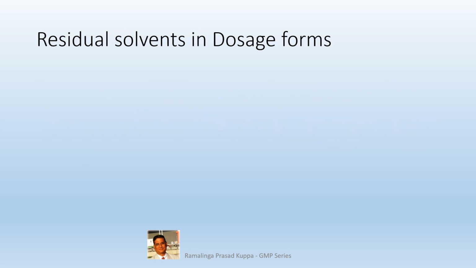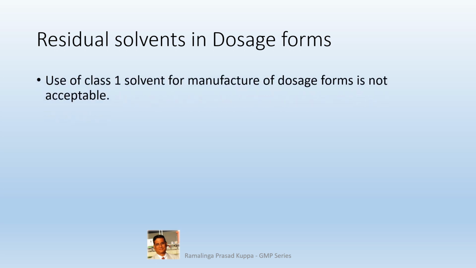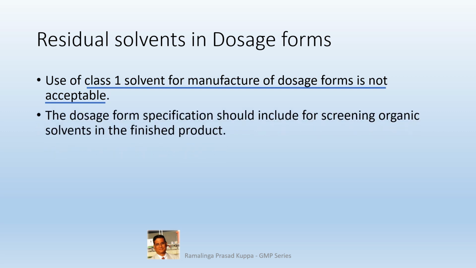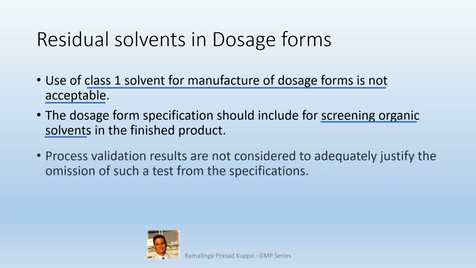Let us focus on residual solvents in dosage forms. Use of class 1 solvent for manufacture of dosage forms is not acceptable. In processing of dosage forms like tablets, capsules, class 1 solvents should never be used. The dosage form specification should include screening of organic solvents in the finished product. So the dosage forms should be tested for residual solvents.